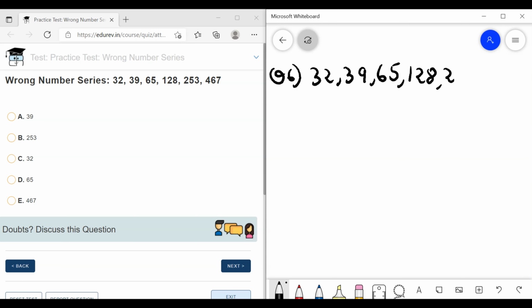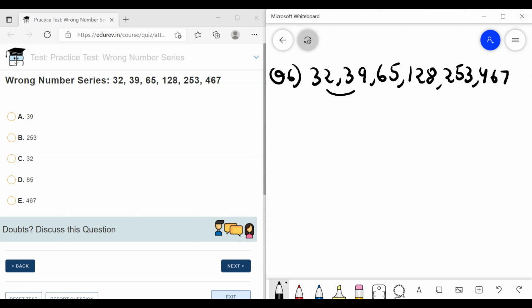128, 253 and 467. Okay, great. Now let's have a look at it. So from 32 to 39, okay, because we can see that the series from the very start has huge numbers. So let's see how we are getting there in the first place.